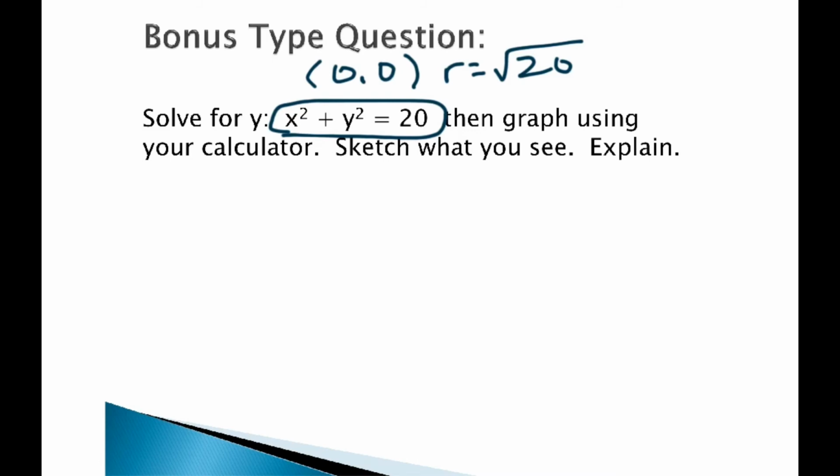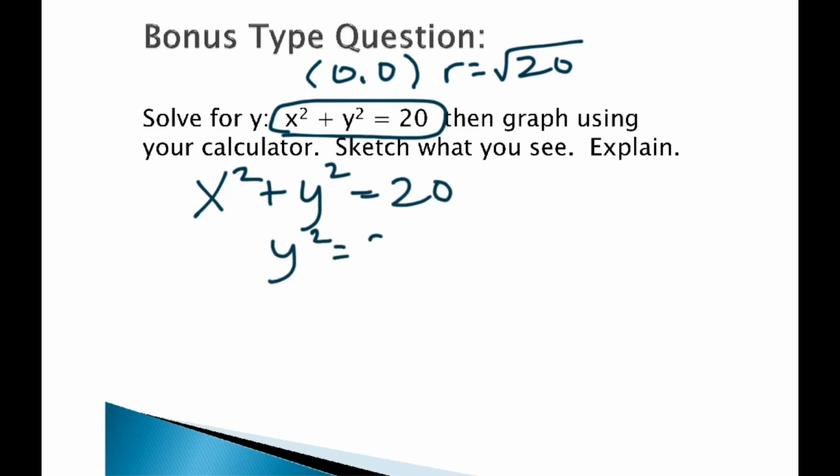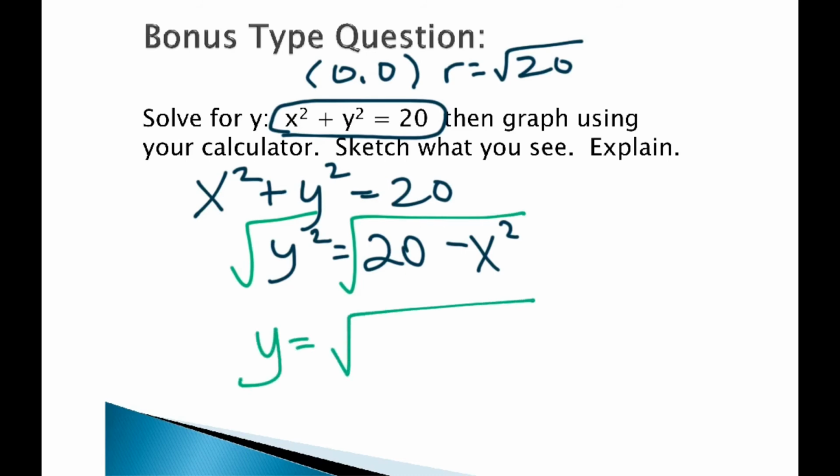So if you'll get your graphing calculator, the first thing we need to do on paper is solve it for y. The problem with graphing calculators is you have to put it in terms of y. You can't put it in terms of y squared. So we can't just say y squared equals 20 minus x squared. We have to actually solve for y. So I'm going to have to take the square root of both sides. When I write this, I always put my x first, so I'll have negative x squared plus 20. Remember that when we took the square root, we have to put plus or minus. So I've solved for y.